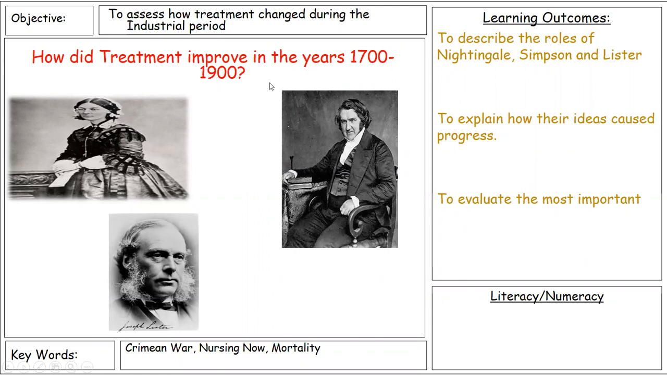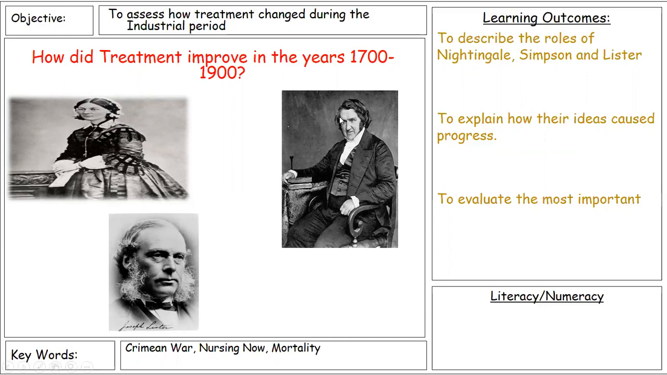But just remember, there were also some key negatives, and to evaluate the most important is quite difficult because there were links, and it very much depends on the time in which they were. So, for example, when Lister was around, he had some backup with germ theory, whereas Nightingale at the start of her career didn't have that. But likewise with Simpson, there were a lot of negatives to his chloroform, but they did have aspects of positivity.